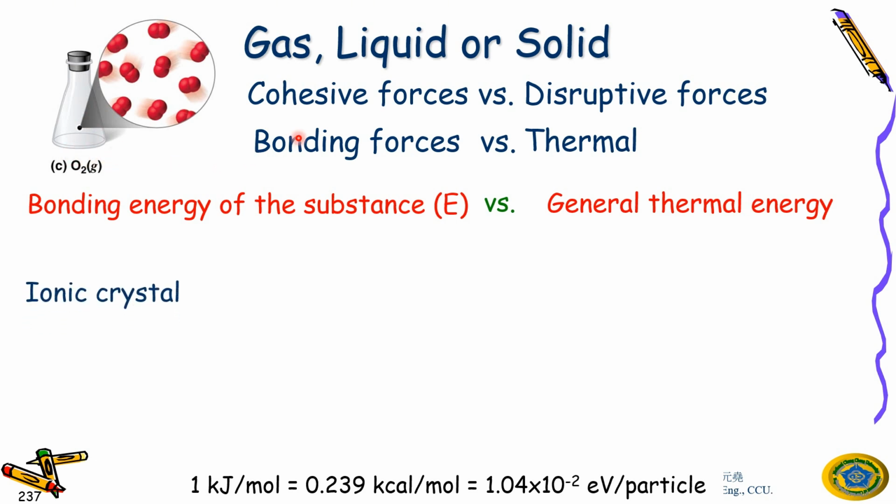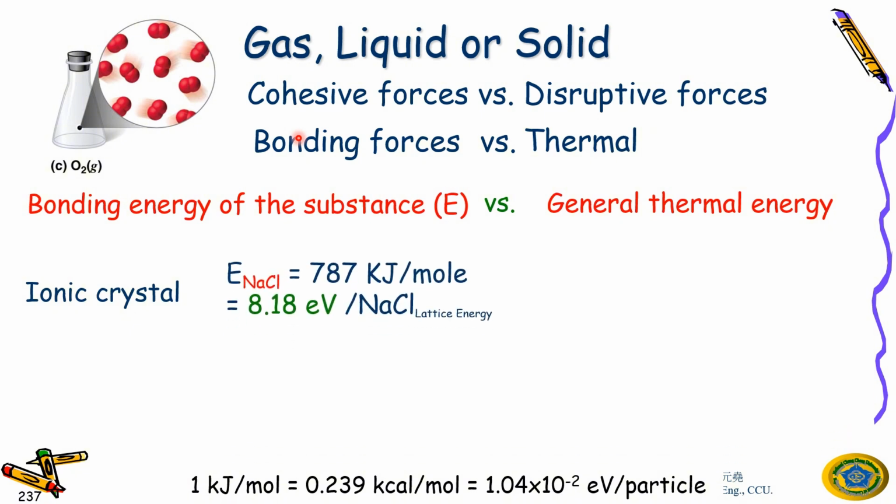Okay, again, the ionic crystal, let's make an example in terms of energy. It's like sodium chloride. The bonding energy of sodium chloride is 8.18 electron volts. So this is very strong. If you have a sodium chloride crystal, which is salt, against what? Against thermal energy at room temperature, which is about 1/40 electron volt, so that will be 0.025 electron volt.